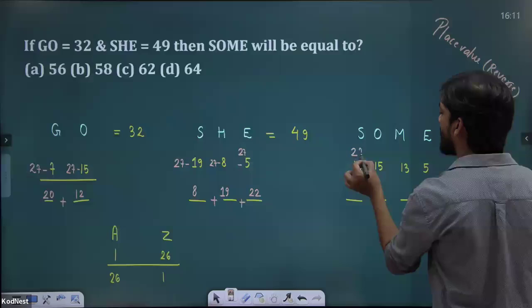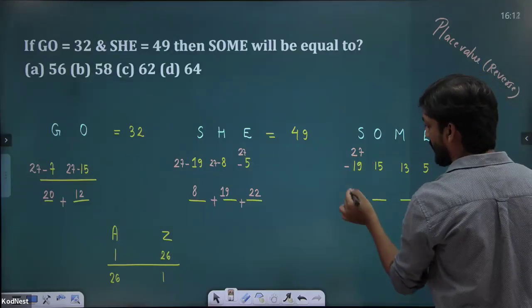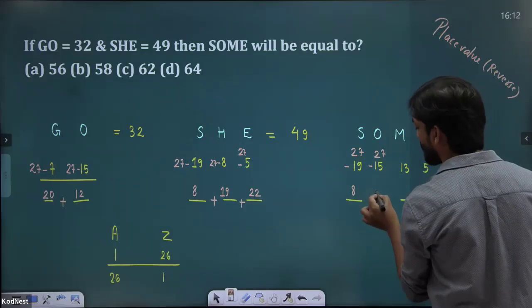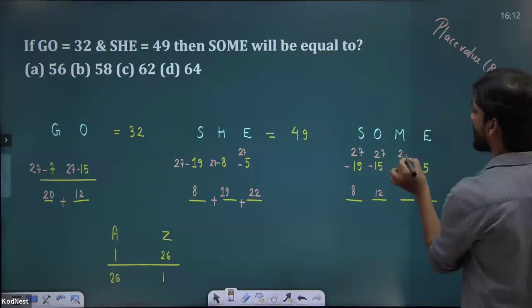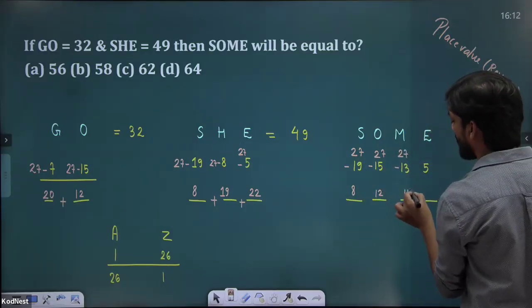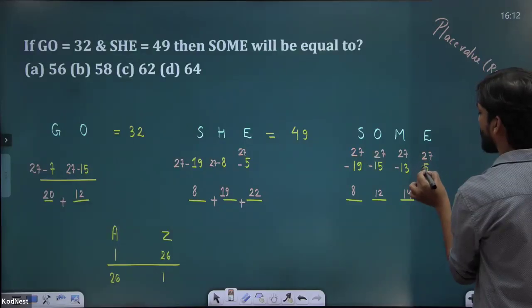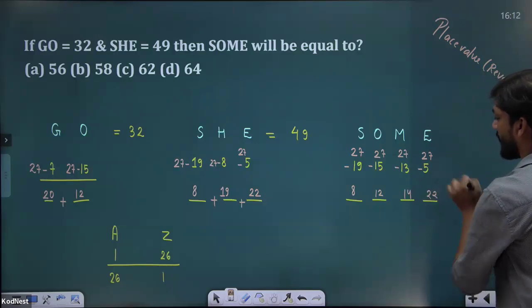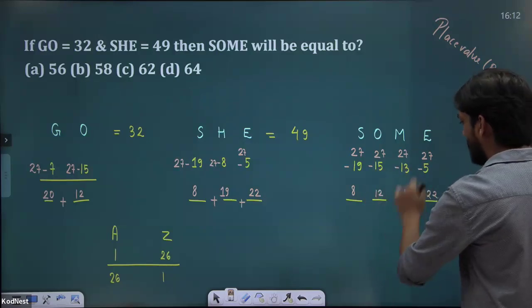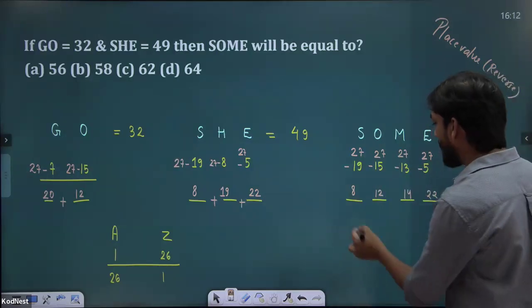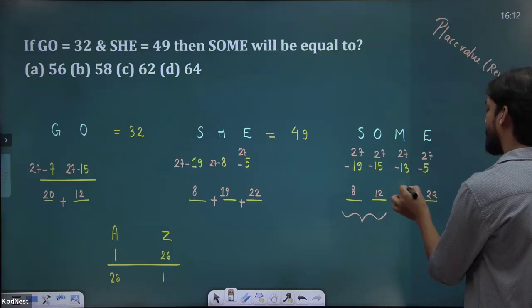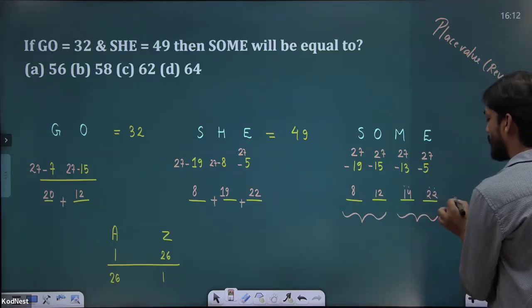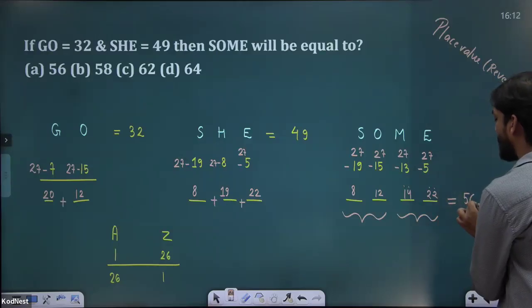Similarly, here also 27 minus 19, I will get 8. 27 minus 15, here I will get 12. 27 minus 13, here I will get 14. 27 minus 5, here I will get 22. So this is what you have to add. 12 plus 8 will be 20. Now 30, 40, 50. 54 plus 2, 56. So overall sum you will get as 56.